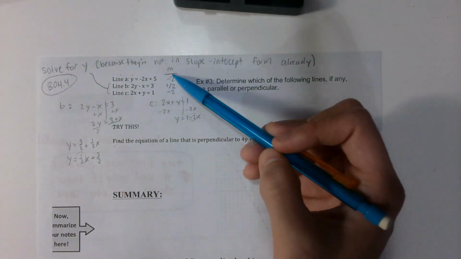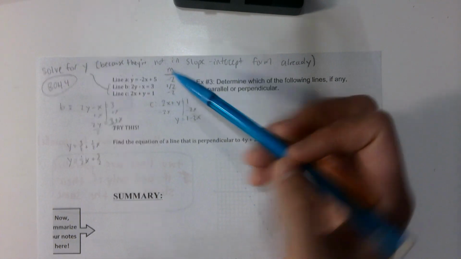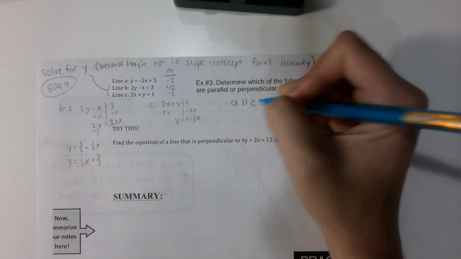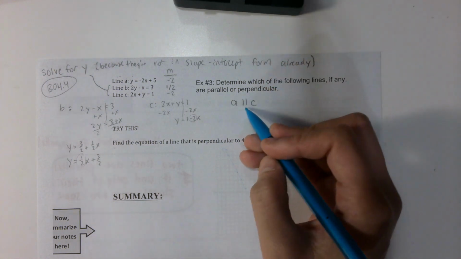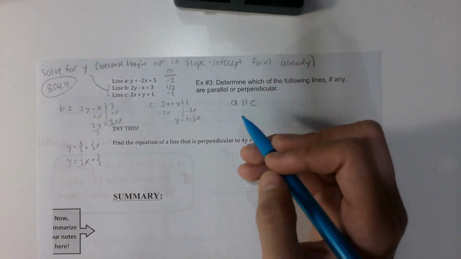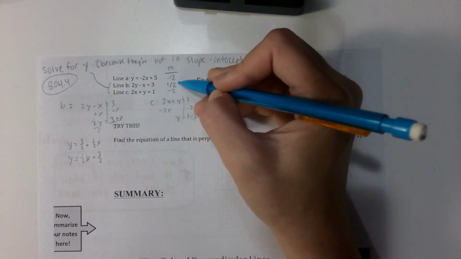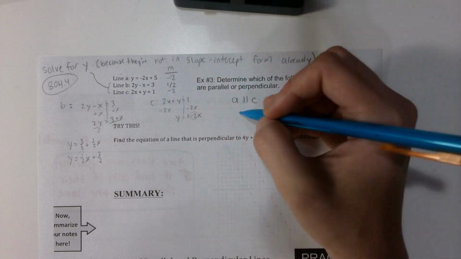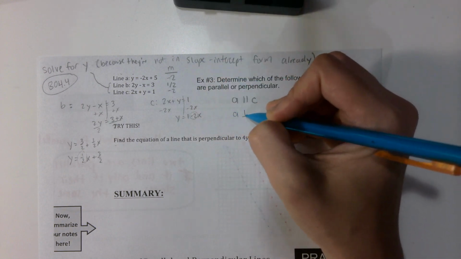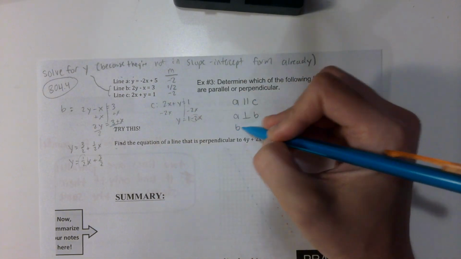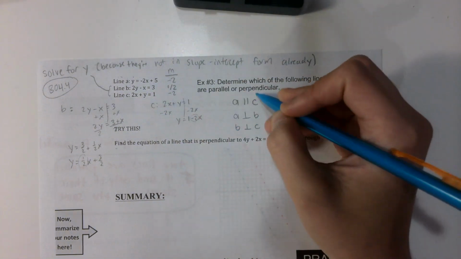So if we look, right, these two are the same. A and C are the same. So we could say A is parallel to C, right? This is a symbol for parallel. This is the shorthand. Shorthand just means you can write it quicker. And then if we look at A and B, this is the negative reciprocal, right? So we say A is perpendicular to B. And then if we look at B and C, they're negative reciprocals. So we say B is perpendicular to C.